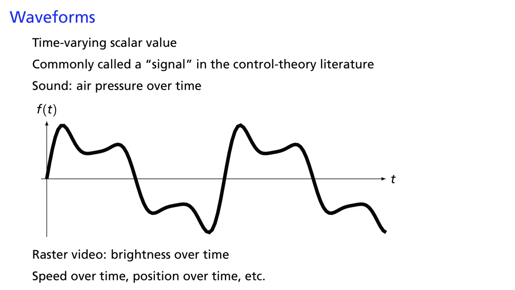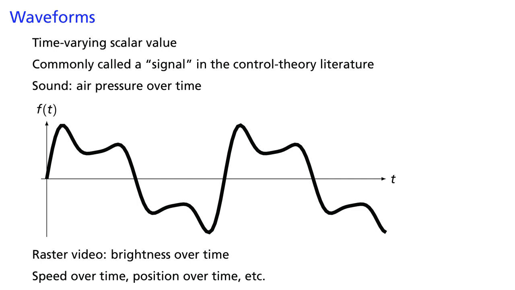In the control theory literature, this is commonly referred to as a signal, and I may use that term as well. The example that we're most interested in is sound, which is actually air pressure over time. And here's an illustration of what that might look like. Time goes from left to right, and we have the air pressure going up and down. This is what you're hearing, and when you're listening to me, you're actually hearing such a thing.